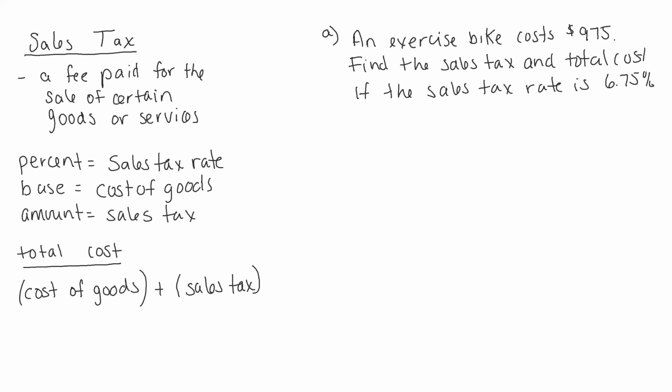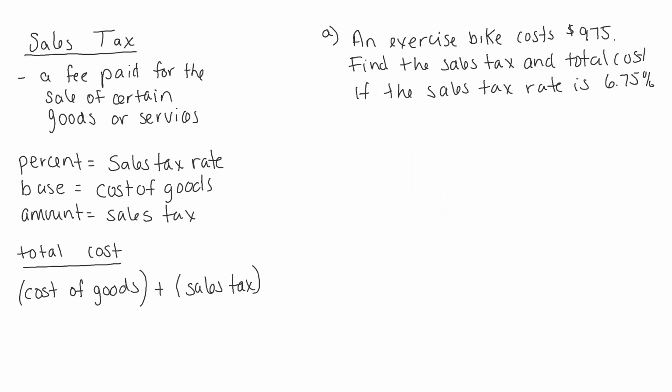Okay, so sales tax is a fee that is paid for the sale of certain goods or services. In North Carolina, we have sales tax. So anything you buy in the store, you're going to pay a certain percentage of that to the state. In this case, like with all percent problems, we have an amount, a percent, and a base. All the percent problems that we looked at before had an amount, a base, and a percent. The same is true for sales tax. This means that you can still use that percent proportion or that percent equation.